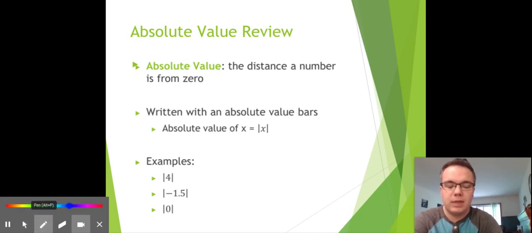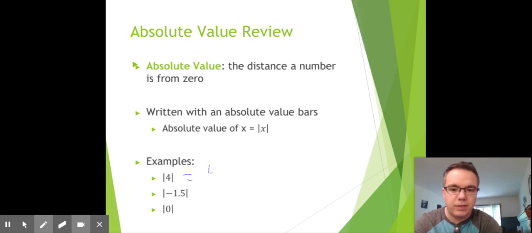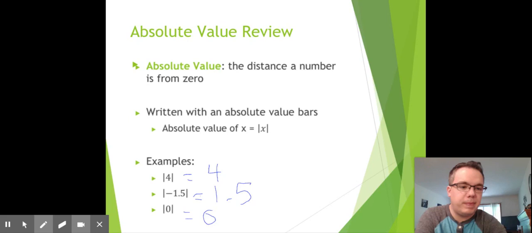For example, if we take the absolute value of 4, notice the bars around it. How far is 4 from 0? 4 is 4 from 0. How far is negative 1.5 from 0? Well, that is a positive 1.5 from 0. And how far is 0 from 0? 0 is 0. So the absolute value of a positive number is positive. The absolute value of a negative number is positive. The absolute value of 0 is 0. So positive numbers stay positive, negative numbers become positive, 0 stays 0.